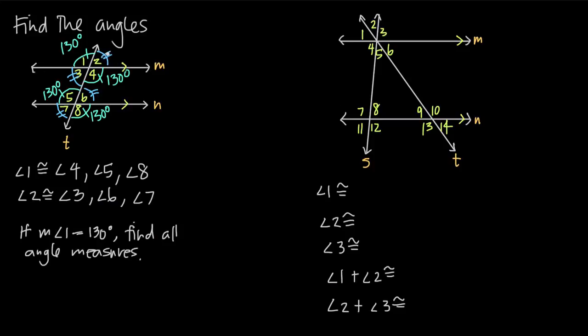So if the sum of 1 and 2 has to be 180 degrees and 1 is 130, then that means that 2 has to be 50 degrees, so we can say 130 plus 50 is 180.